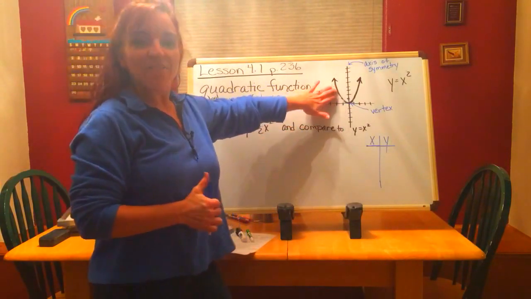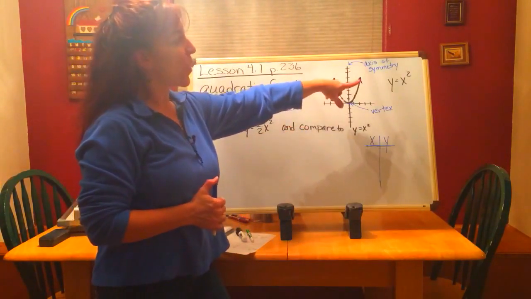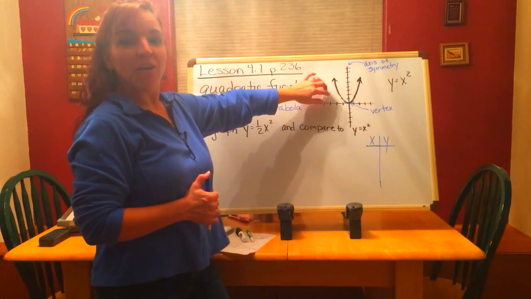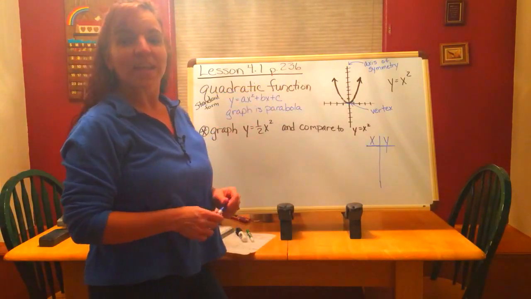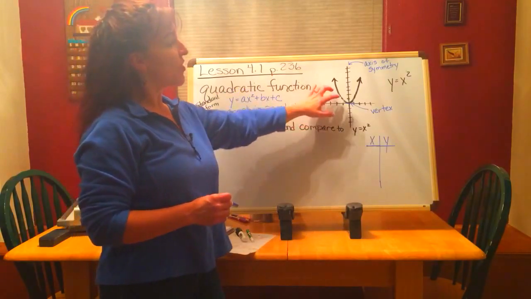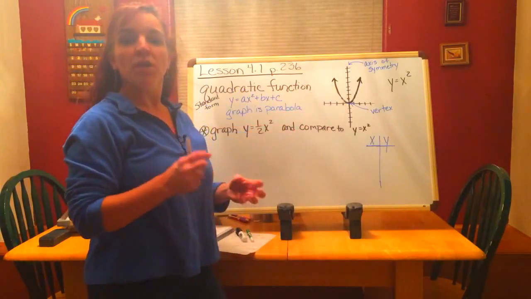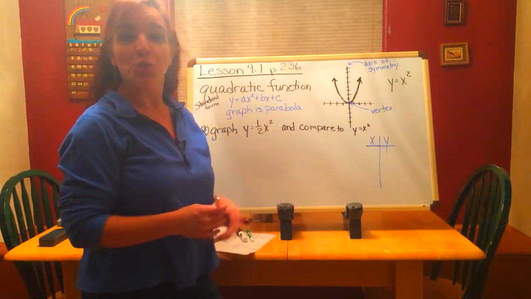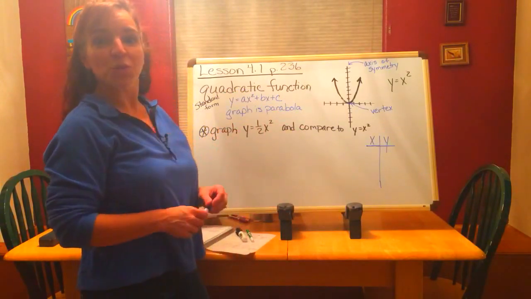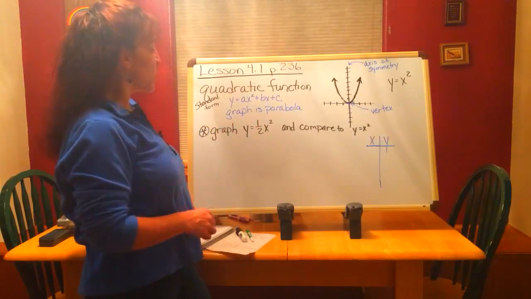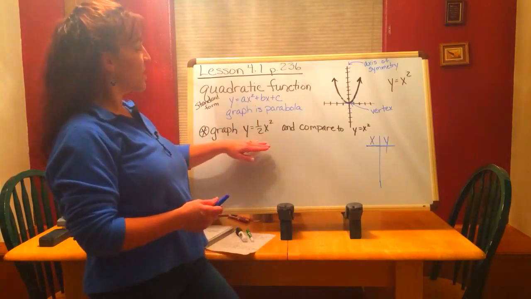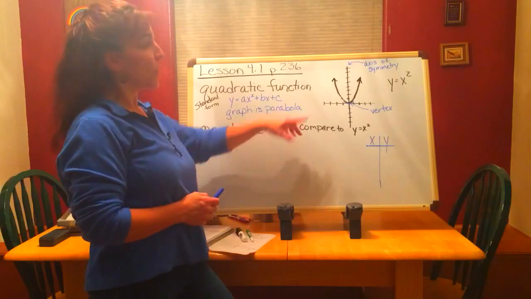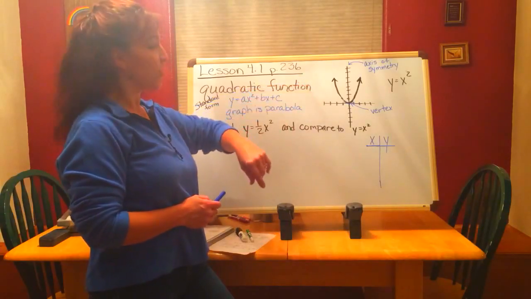The graph that I have here is y equals x squared, and this is what we call the parent form of the graph of a parabola. So what we're going to do is start with that parent form and manipulate the numbers and see what that does to the graph, and then from there we'll be able to come up with some formulas. The first one that we're going to do is y equals 1/2 x squared. We're going to graph it, and then compare it to that parent graph.